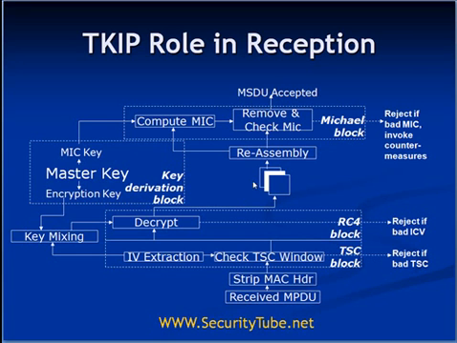Now the clear packet will get reassembled and will be given to the MIC block. With the help of the master key, you have already derived the MIC key. Now that MIC key and your reassembled packet will go to the compute MIC block, and then you will compare the computed MIC with the MIC in the packet. If both MICs are the same, the packet will be accepted and the MSDU will be given to the higher layers.